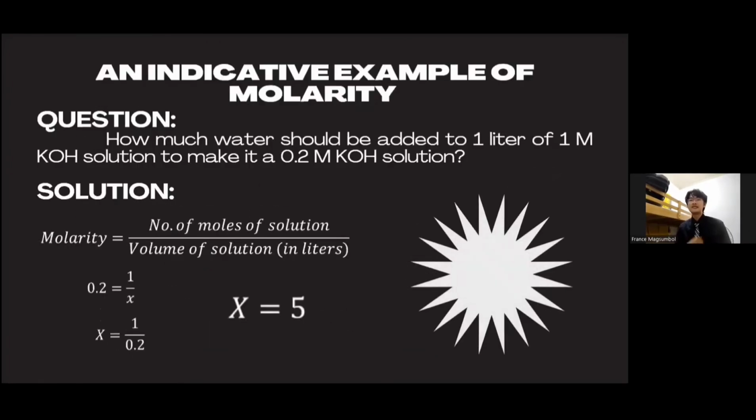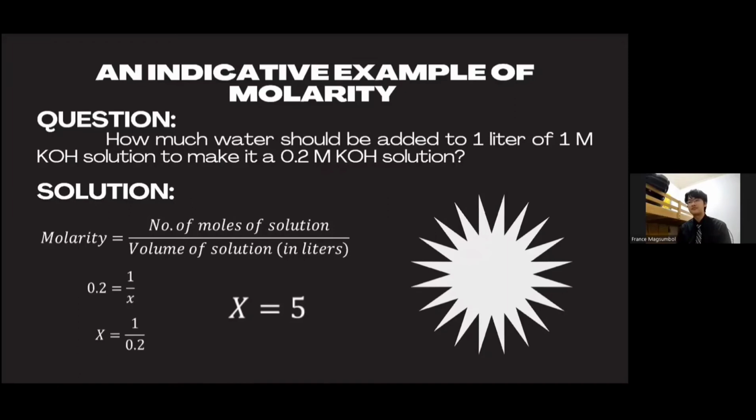Let's have an illustrative example of molarity. The question is, how much water should be added to 1 liter of 1 molar potassium hydroxide solution to make it 0.2 molar potassium hydroxide solution? So let's use the molarity formula, which is the number of moles of solute over the volume of solution in liters.